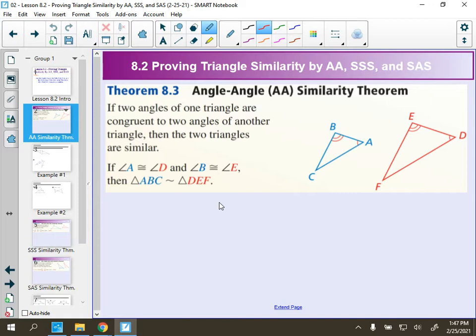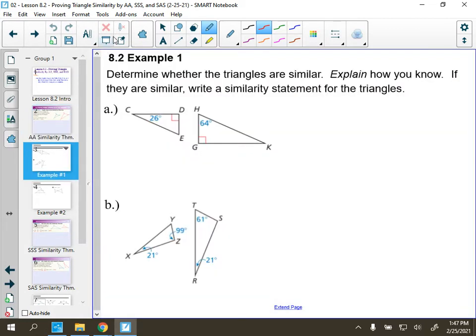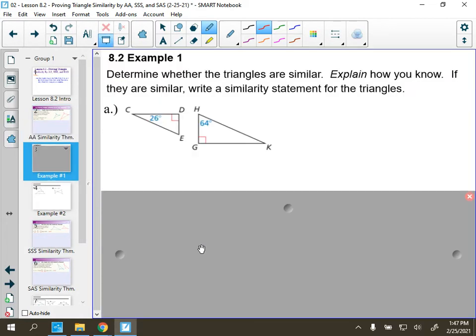So we'll look at an example here. I know proofs for a lot of us were something that we weren't the biggest fans of earlier on. We're still proving, right? That's the name of the lesson. We're not going to do two-column proofs, but I'll show you how we're going to do it in a few examples here. So we're already up to examples. That's awesome. We'll just focus one at a time. So let's take a look. What are the directions asking us to do? Determine whether the triangles are similar. Explain how you know. If they are similar, write a similarity statement for the triangles. Okay? We can do that.